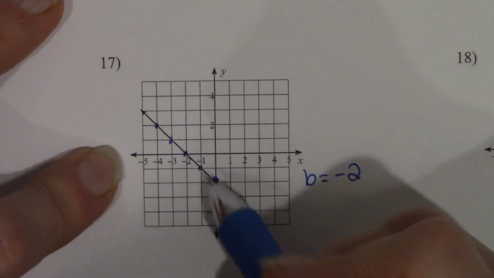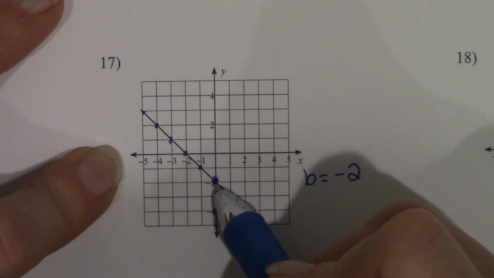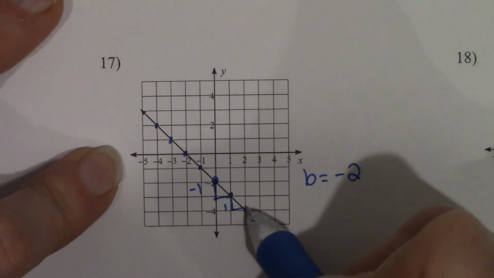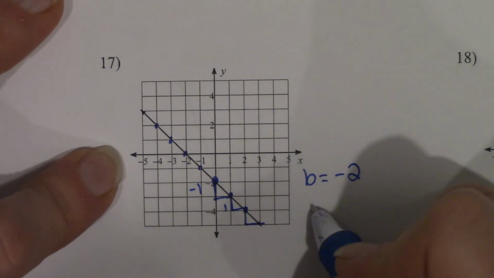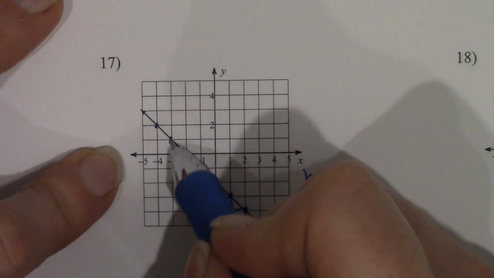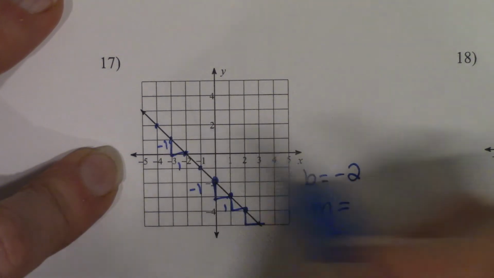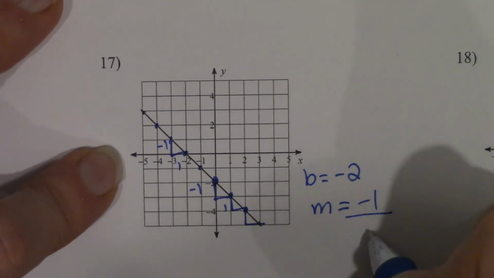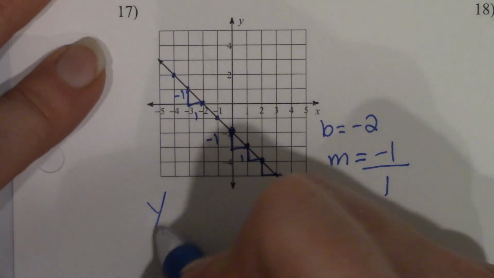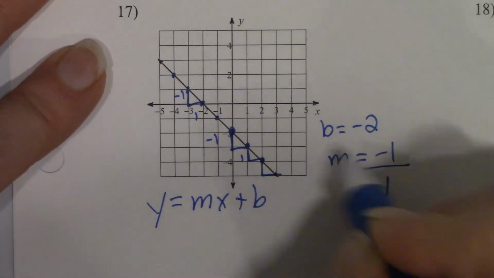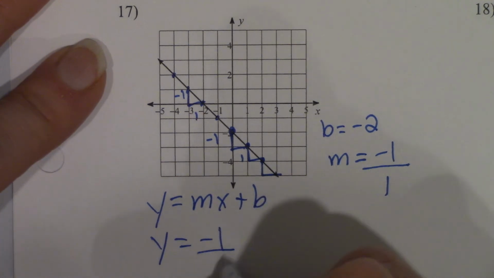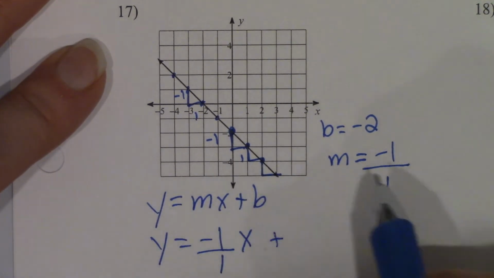Alright, so this was my beginning point. My rise was a negative 1, my run was a positive 1. Oh, negative 1, positive 1, negative 1, positive 1. So it looks like my slope is consistent, right? It's a rise of negative 1, a run of positive 1. Okay, I'm going to throw that into my equation of y equals mx plus b. My m is negative 1 over 1 times x plus my intercept.